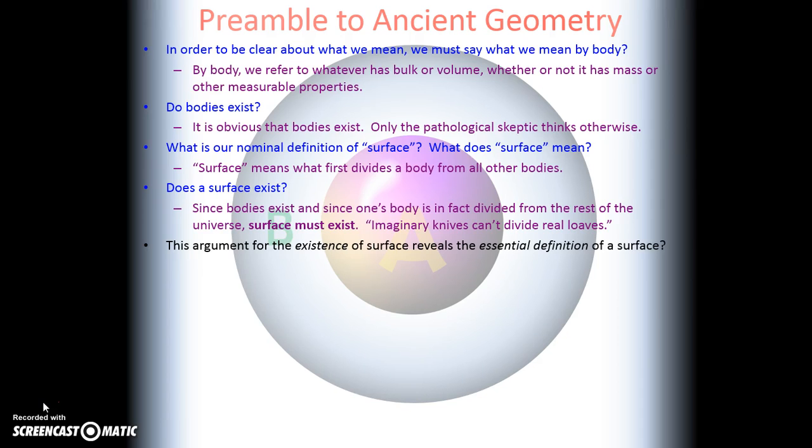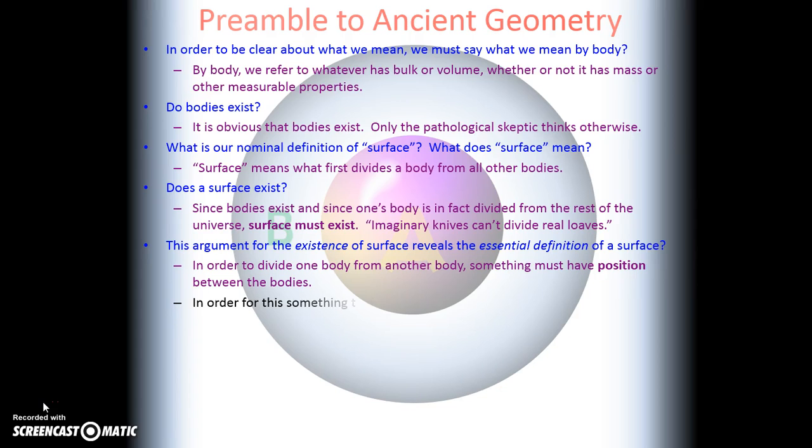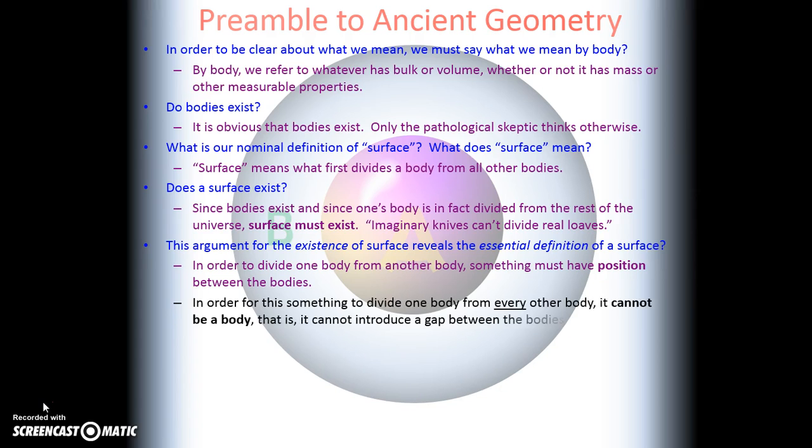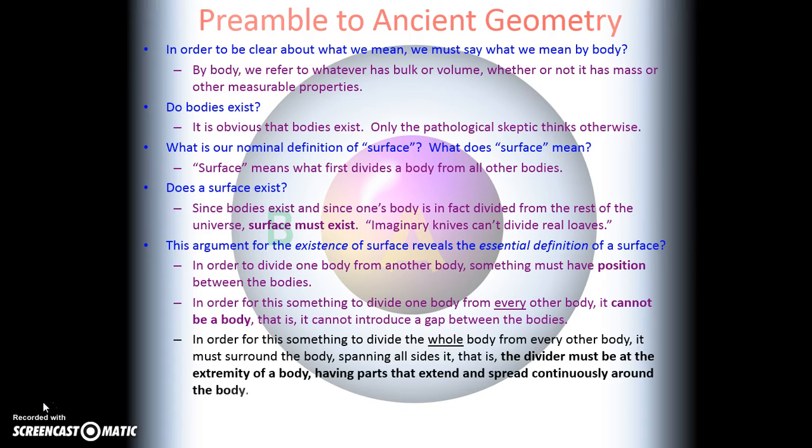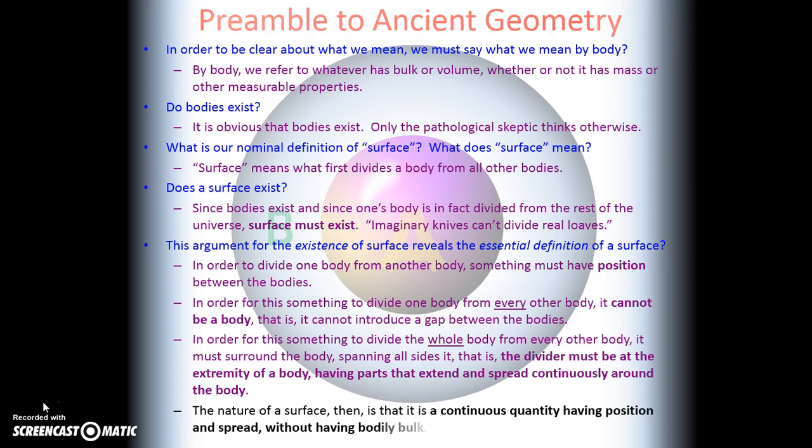This argument for the existence of surface reveals to us the essential definition of a surface, as opposed to the nominal definition of a surface. In order to divide one body from another body, something must have position between the bodies. In order for this something to divide one body from every other body, it cannot itself be a body. That is, it cannot introduce a gap between the bodies. In order for this something to divide the whole body from every other body, it must surround the body, spanning all sides of it. That is, the divider must be at the extremity of a body, having parts that extend and spread continuously around the body. This then gives us a definition of the nature of a surface. That is, a surface is a continuous quantity having position and spread without having bodily bulk.